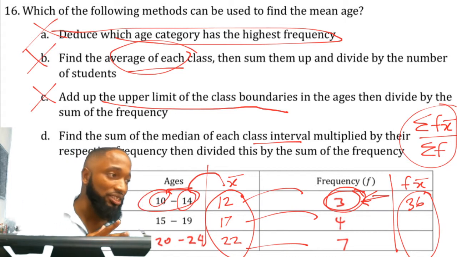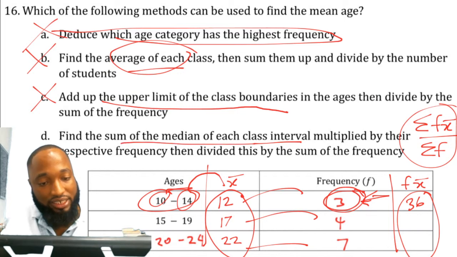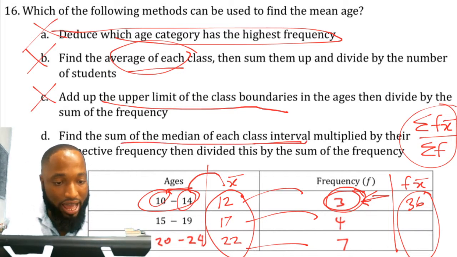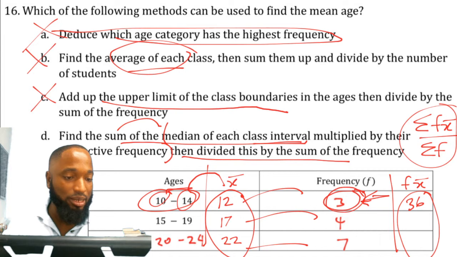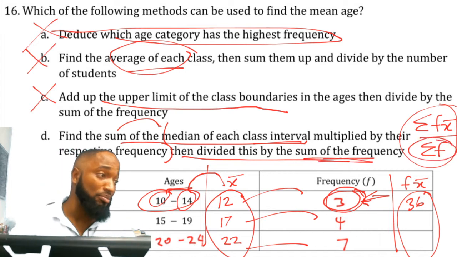Nice. I've seen plenty of Y's. That comforted me. So the instruction is: find the sum of the median of each class interval multiplied by their respective frequency. You're finding the sum of that, then divide this by the sum of the frequency, which is that. And that's how you find the mean. So take that in your pipe and smoke it.